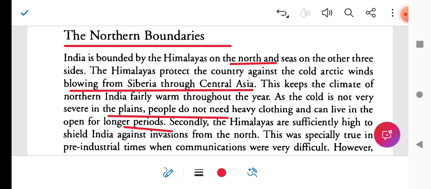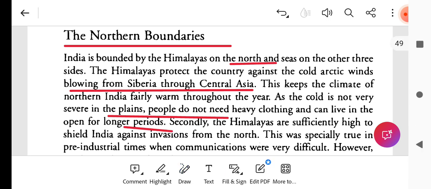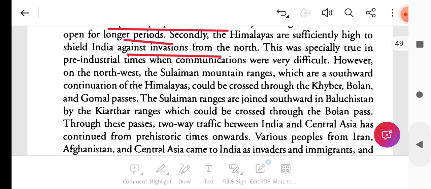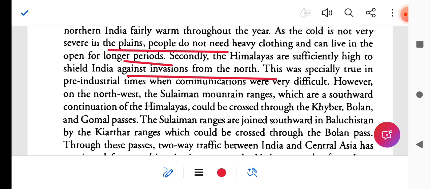Secondly, the Himalayas are sufficiently high to shield India against invasions from the north. The Himalayas are important for India's location because they protect India culturally as well as climatically. However, this was especially true in pre-industrial times when communications were very difficult.